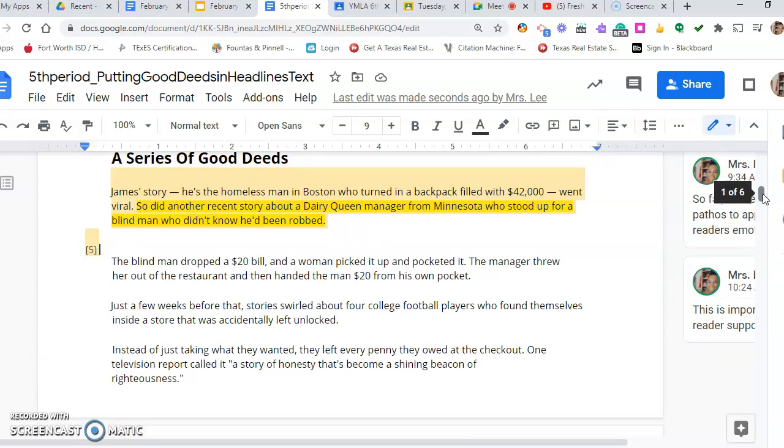The blind man dropped a $20 bill and a woman picked it up and pocketed it. The manager threw her out of the restaurant and then handed the man $20 from his own pocket. Just a few weeks before that, stories swirled about four college football players who found themselves inside a store that was accidentally left unlocked. Instead of just taking what they wanted, they left every penny they owed at the checkout. One television report called it a story of honesty that's become a shining beacon of righteousness.